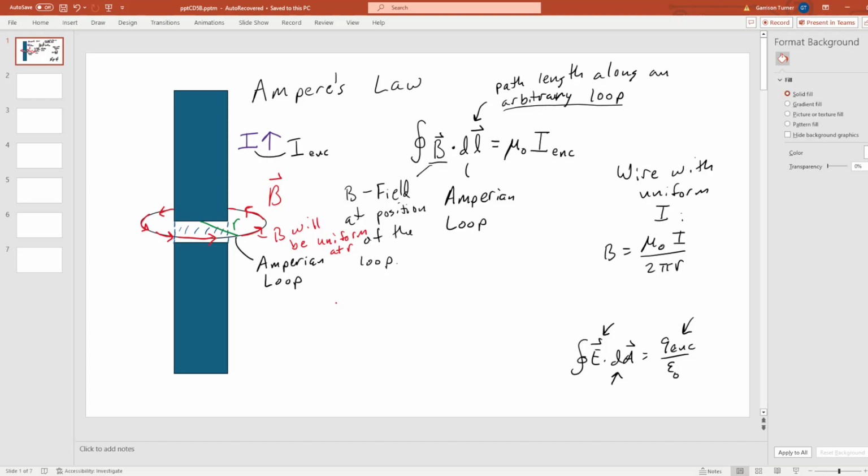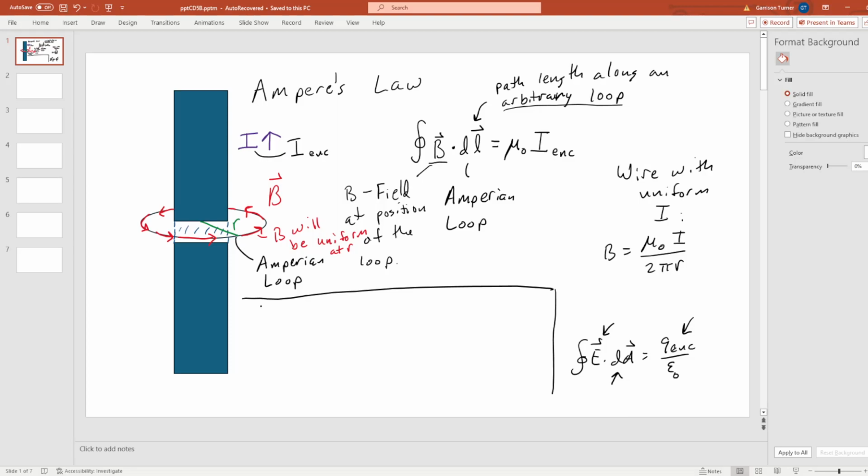Likewise, we can claim that if our Amperian loop is centered on the axis of our current, then the B field should be uniform across that loop. Okay? So that is the assumption. And what we can do with that now is this. So now we're going to actually do the calculation.